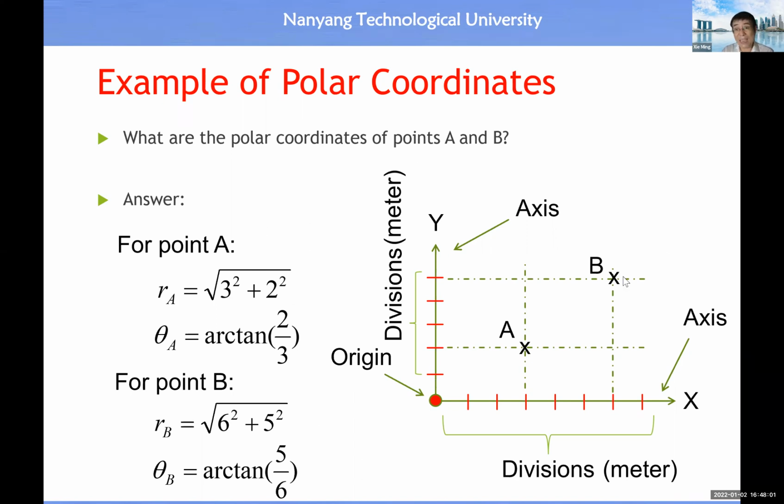And for point B, let's say we know the xy coordinate of point B, then what should be the polar coordinate of point B? So the answer is the distance from origin to point B equals the square root of 6 squared plus 5 squared, right? Then the angle between the vector from origin to point B and the horizontal axis should be equal to the inverse tangent, okay? And the tangent is equal to the ratio between the y coordinate of point B and the x coordinate of point B. Then we have 5 over 6, all right? So these are the simple calculations for us to do the conversion, okay?